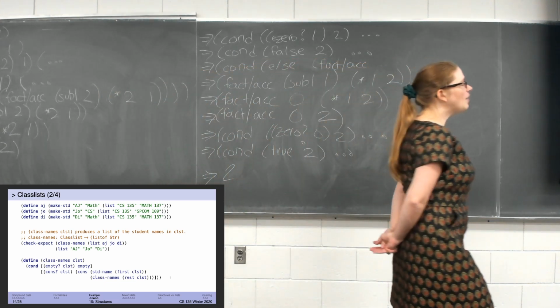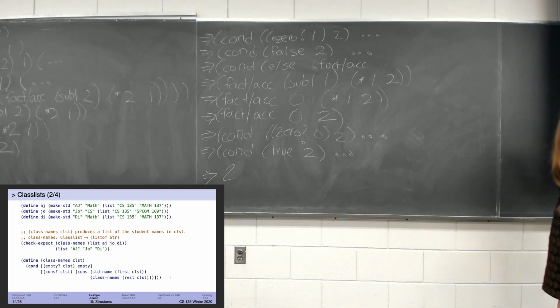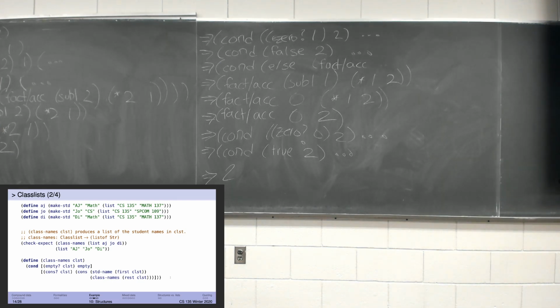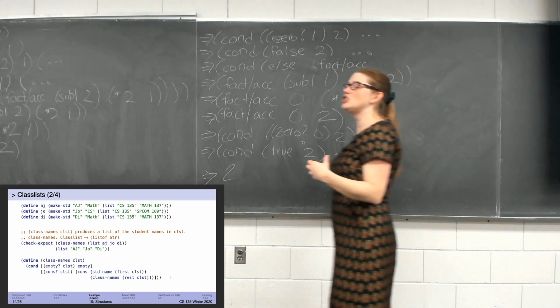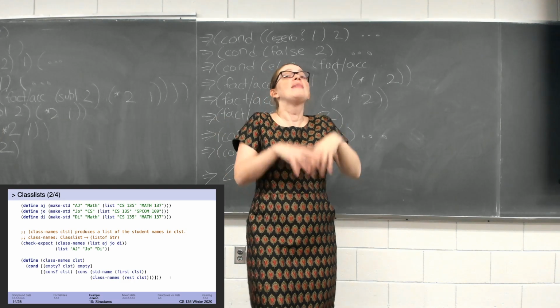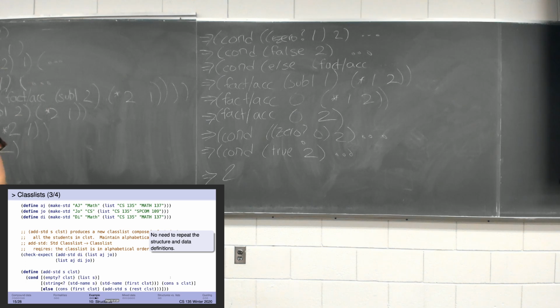So for example, if I want to produce a list of the names of everybody in the room, I'm going to consume a class list. If the class list is empty, I produce empty, because I'm getting a list of names. Otherwise, I cons the name of the first student onto the names from everybody else. We're using the selector here because this is a list of structures. Same thing, but now the first of the list is the student structure that we're applying the selector to. All right.